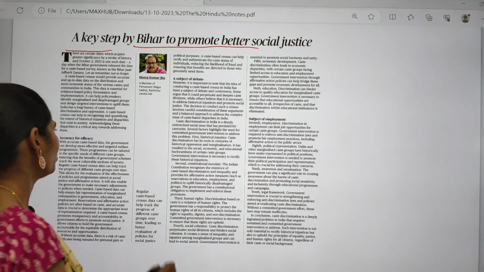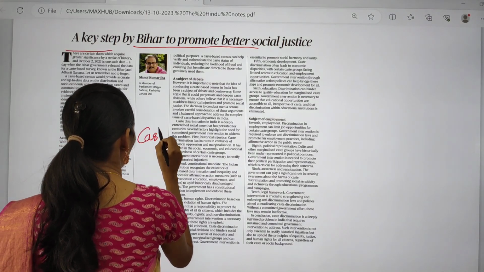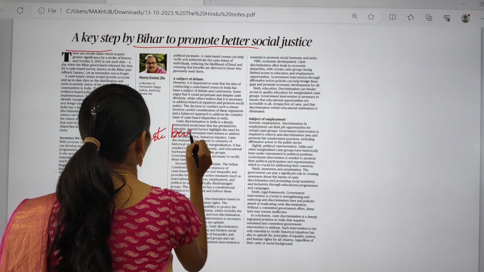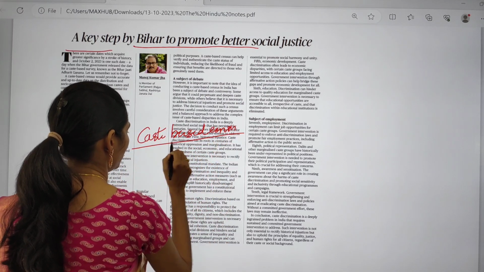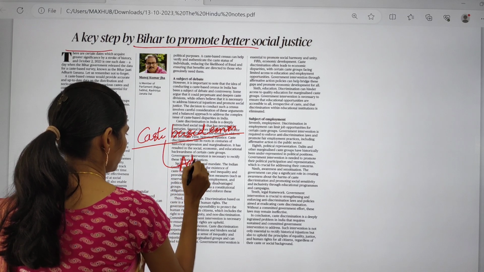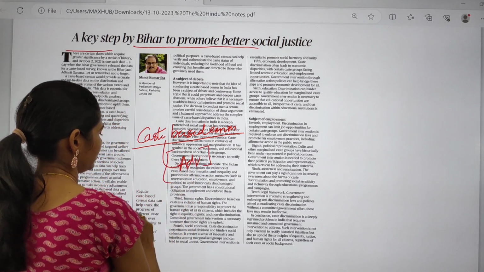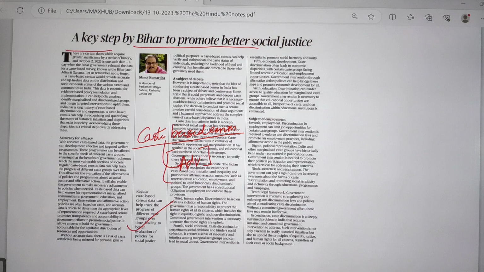And next topic is a key step by Bihar to promote better social justice. So here you have to see what is this caste based census. And next one is what are the advantages. That's it. Okay, from this article point of view.